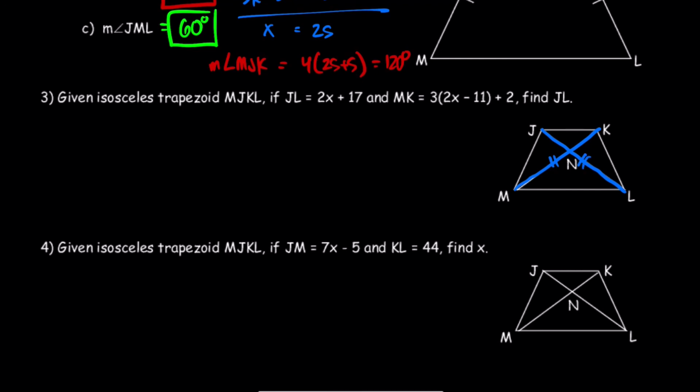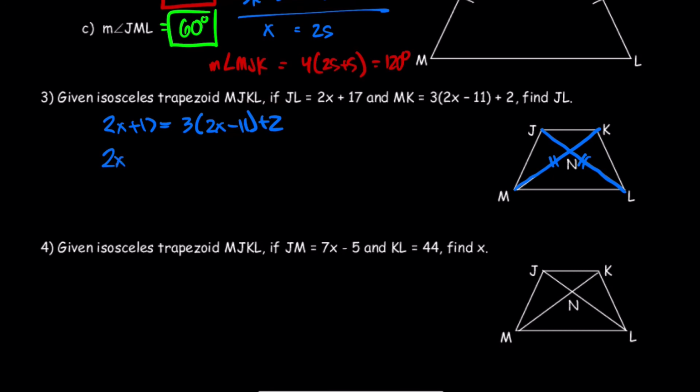So if I'm given the two diagonals, I'm just going to set those equal. 2x plus 17 equals 3 times 2x minus 11 plus 2. Don't forget that plus 2. This is the whole diagonal here. They're just stepping up the algebra a little bit. I want to distribute, combine like terms, and then start solving this equation.